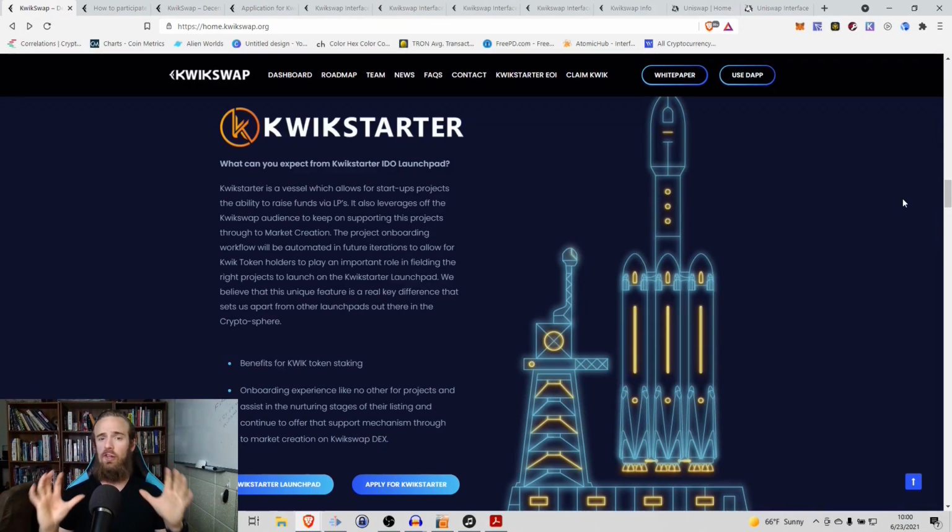With that being said, the ability to exchange tokens is just one part of this kind of greater umbrella of Kwikswap. So we've also got Quickstarter, which is an IDO Launchpad that is designed to allow projects to launch in an easy way. So what it says is that Quickstarter is a vessel which allows for startup projects to raise funds via LPs. It leverages the Kwikswap audience to keep on supporting the projects through a market creation. The project onboarding workflow will be automated in future iterations to allow for KWIK token holders to play an important role in fielding the right projects to launch on Quickstarter Launchpad.